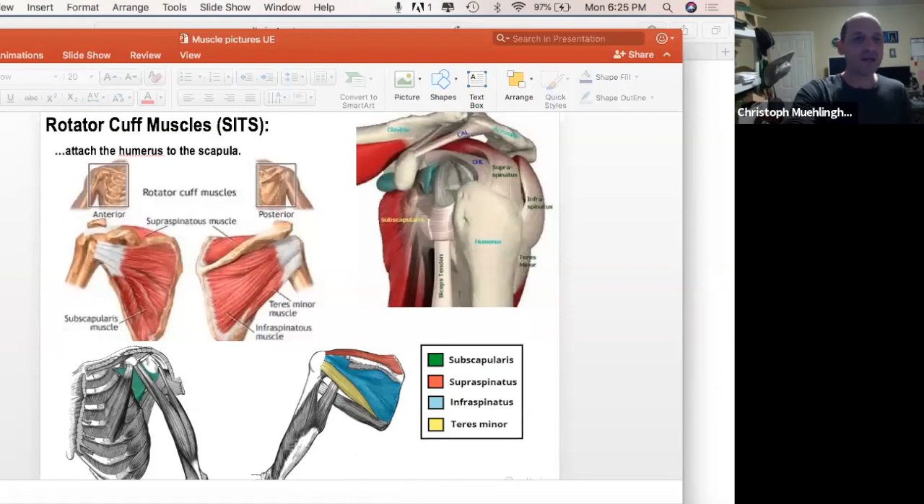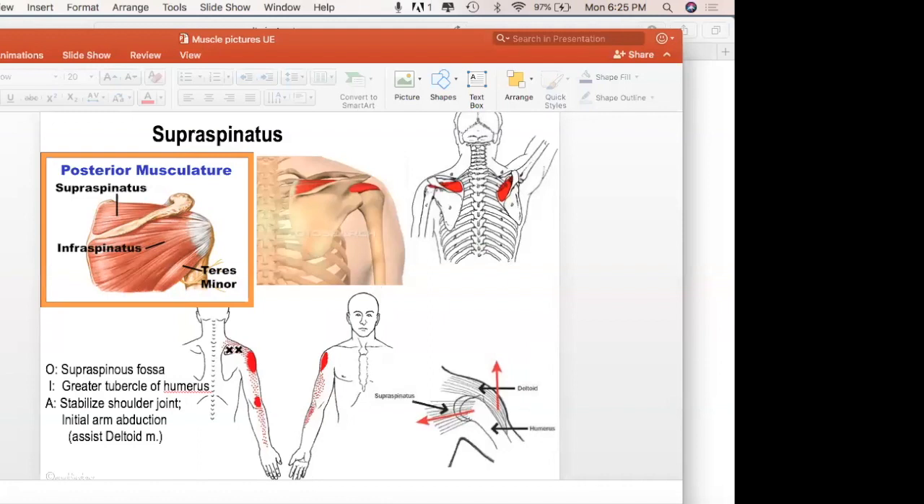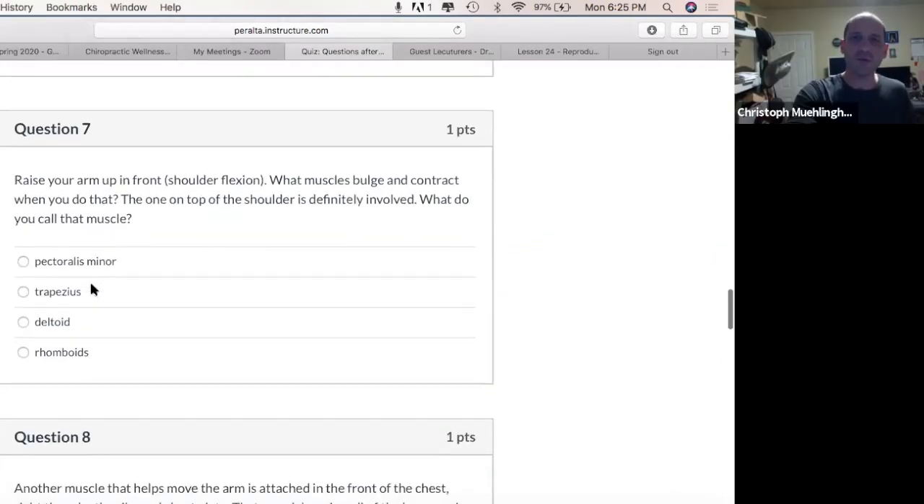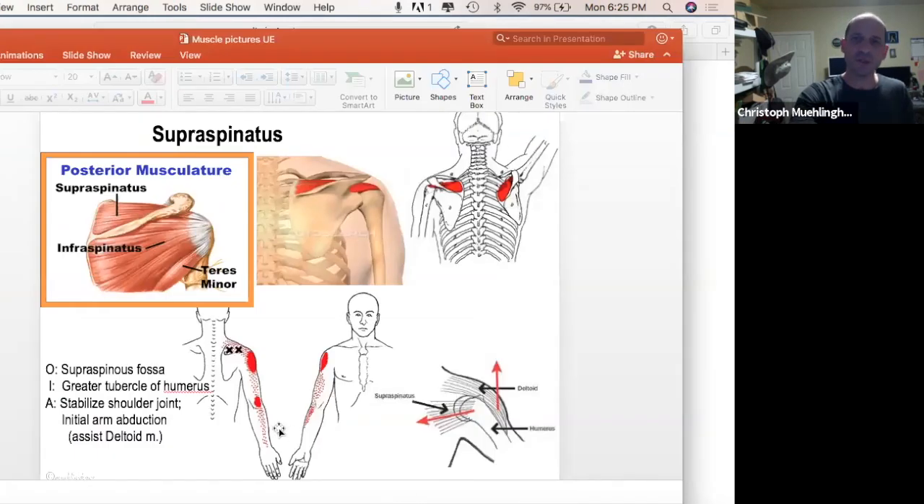Really fascinating muscles. Let me see, do I have more questions on these muscles before I just talk about them? Oh, no. Look, we're going to go afterwards to the arm movers. So let's finish with these rotator cuffs.